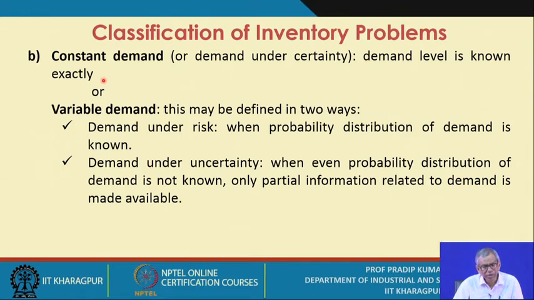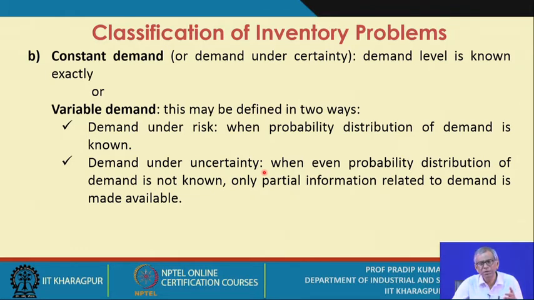Now, the next type of demand is obviously the variable demand. This may be defined in two ways. The demand under risk, when the probability distribution of demand is known. So this is one case. And the second case is more complex. There will be demand, but the exact level of demand is not known. So this is referred to as the demand under uncertainty. Even the probability distribution of demand is not known.